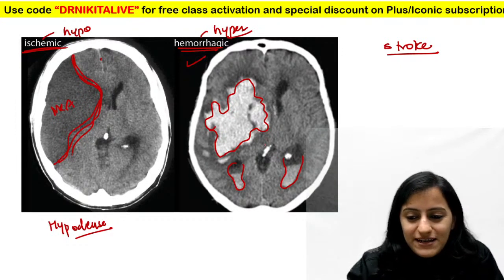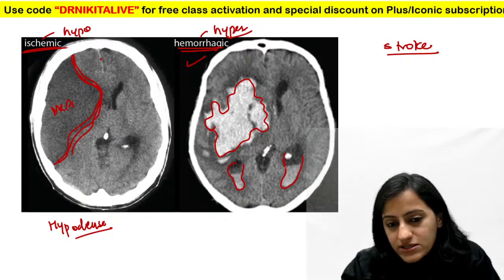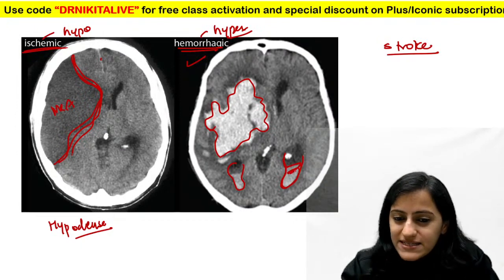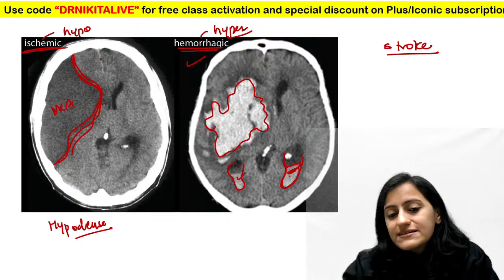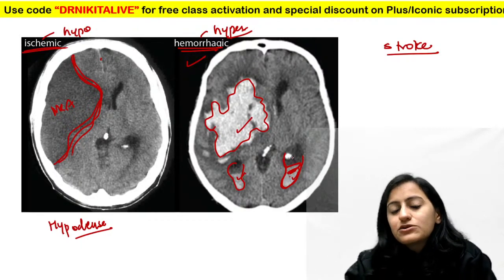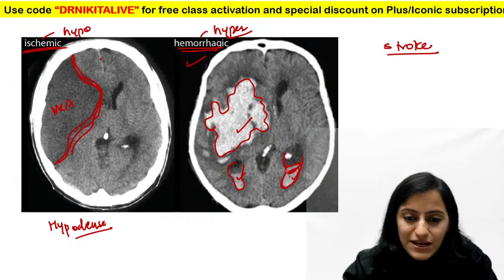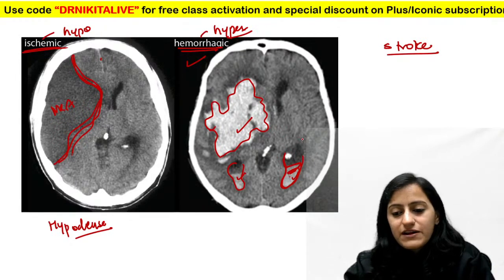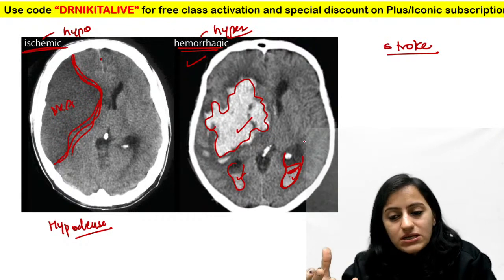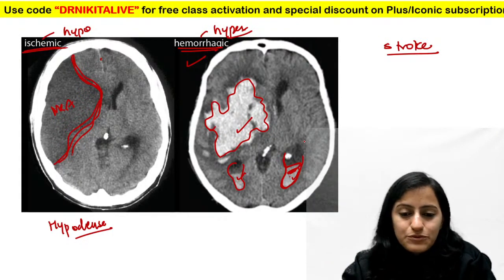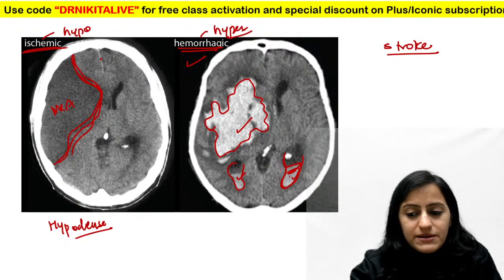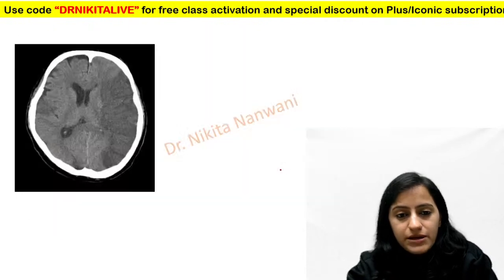Absolutely right. Very correct, Shamim. So these are the occipital horns of the lateral ventricles. And you can see something white here in the occipital horns. That is the intraventricular hemorrhage. So this hemorrhage has extended into the ventricles also. And you can see this because of the intraventricular hemorrhage, those are the dilated ventricles leading to hydrocephalus. Alright. So remember, ischemic versus hemorrhagic.